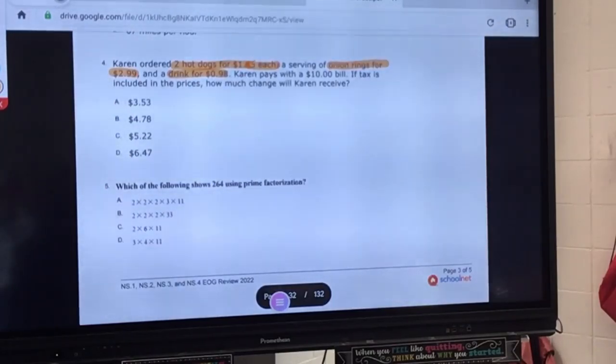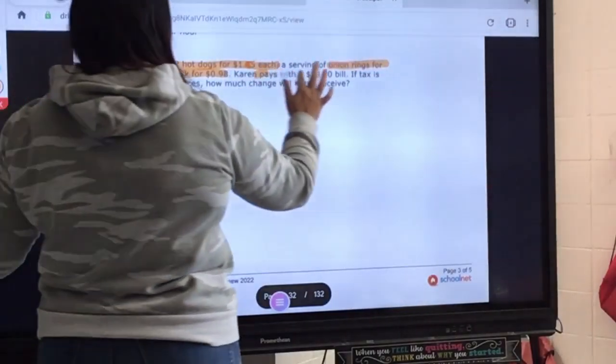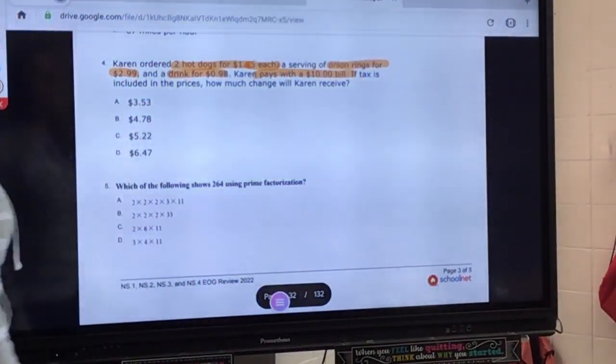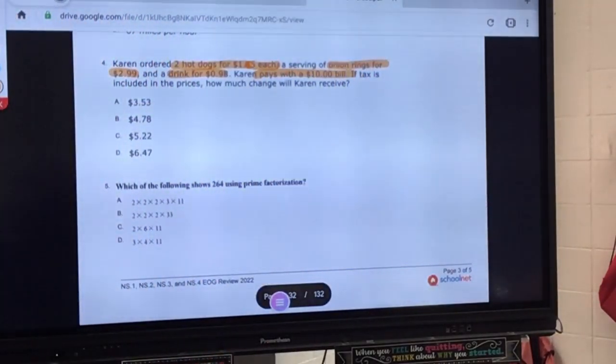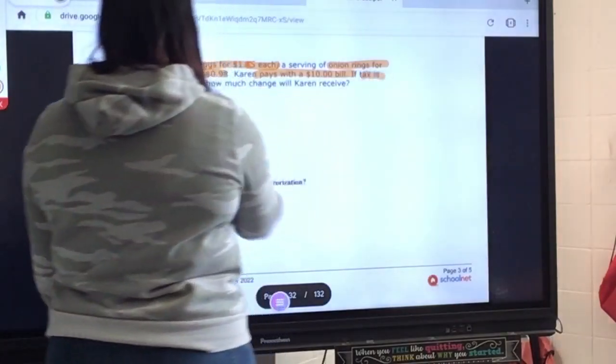Alright. The next sentence, what's important there? What's important in that next sentence? Someone other than Ronnie today. Camden. Pays with a $10 bill. Okay, pays with a $10 bill. And then the last sentence, what's important? With taxes included in the prices and exchange currency. So essentially the whole thing, right? Yes.